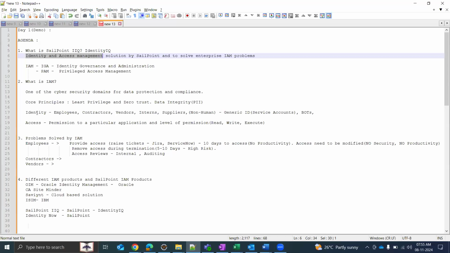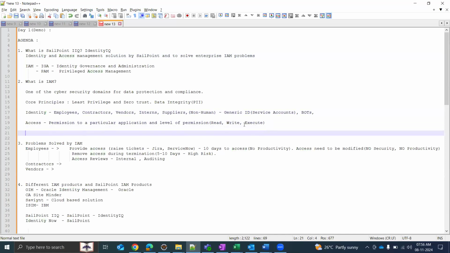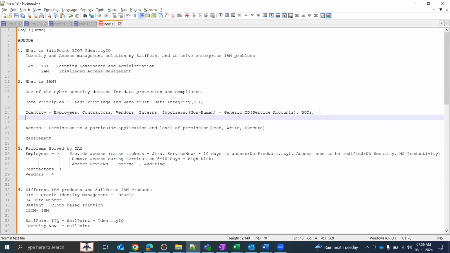Okay, so we know what identity is and what access is. What do we mean by management? Here we are going to manage both identity and access. Managing an identity means handling the life cycle of the identity. What do we mean by life cycle? In this context, we are concerned about the employment of the particular identity within the organization, so we only consider the employment life cycle.